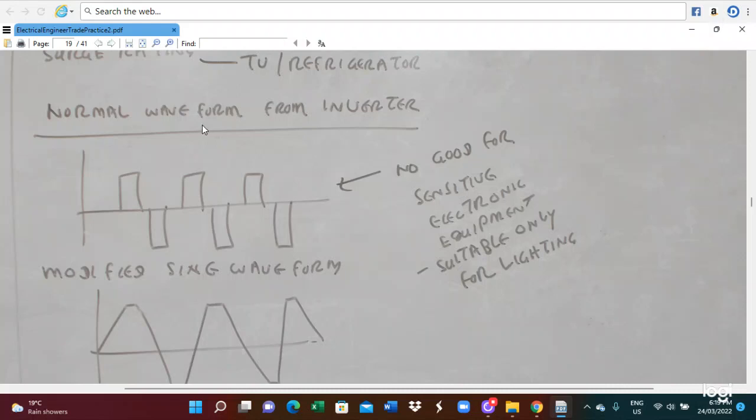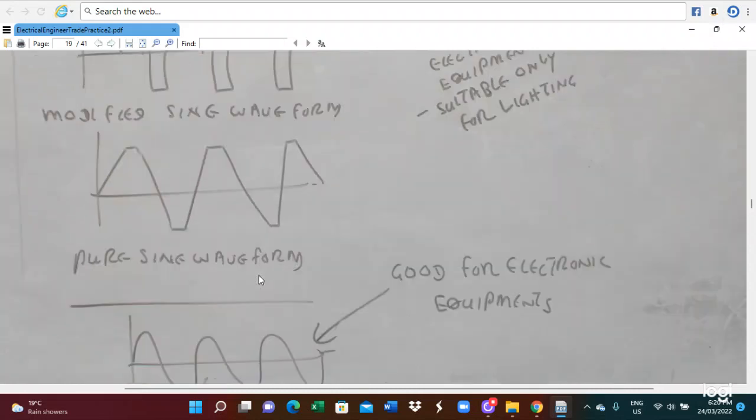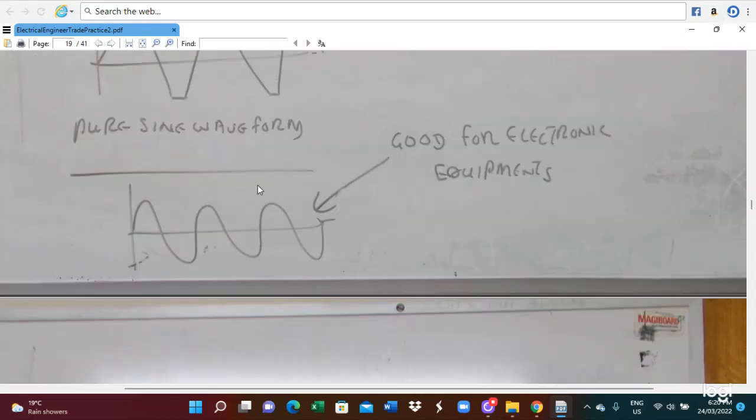The normal waveform from the inverter is the square waveform. This is no good for sensitive electronic equipment. It is suitable only for lighting. But this is a modified sine waveform. And this is a pure sine waveform. So this pure sine waveform is good for electronic equipment.